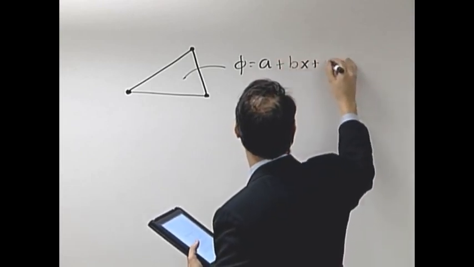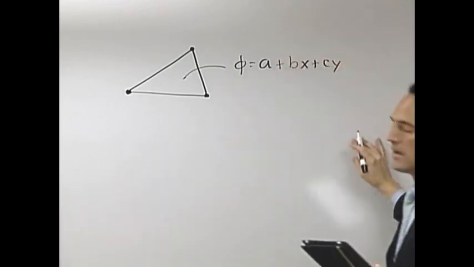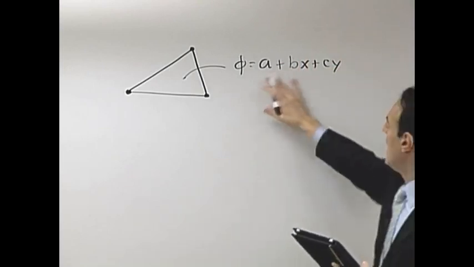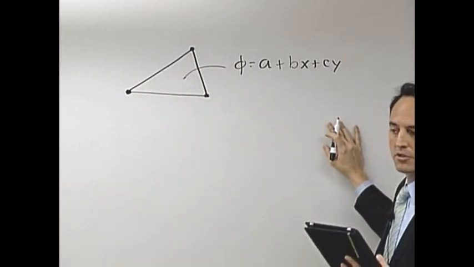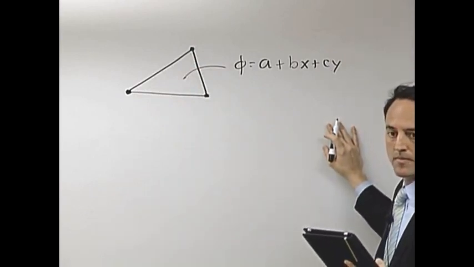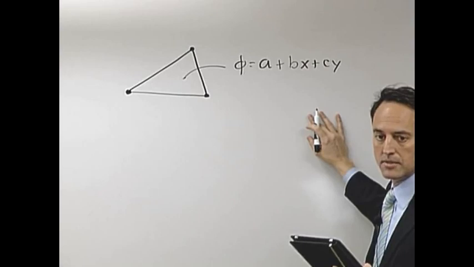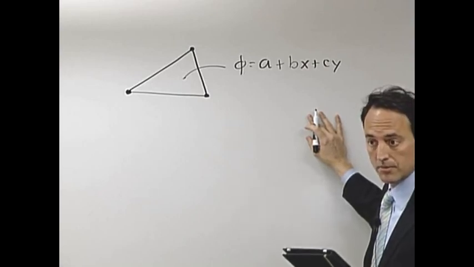That right there, right? A, B, and C are determined by forcing this function to go through the 3 boundary points. This is a simplex. It's still linear polynomials. Okay?